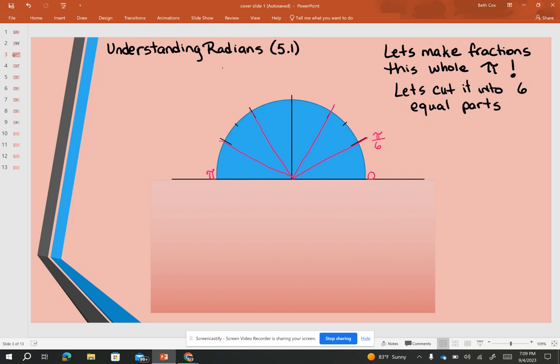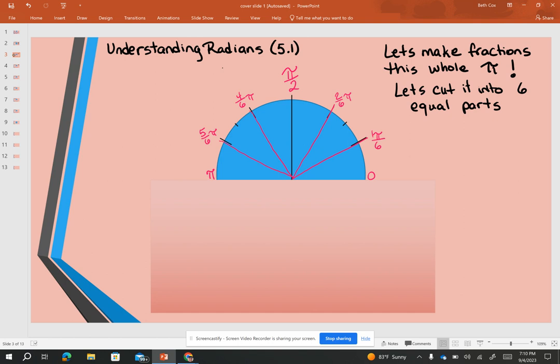1/6 pi. This would be 2/6 pi. This would be 3/6. This would be 4/6. This would be 5/6. And this would be 6/6. Well, we know our fractions. We know that some of these can be reduced and we can put them in another form, and it makes a little sense because 6/6 of course is a whole pi, so that's pi. Halfway, 3/6 is half. We know that. And so this would be half pi. Half pi is also known as pi over 2.